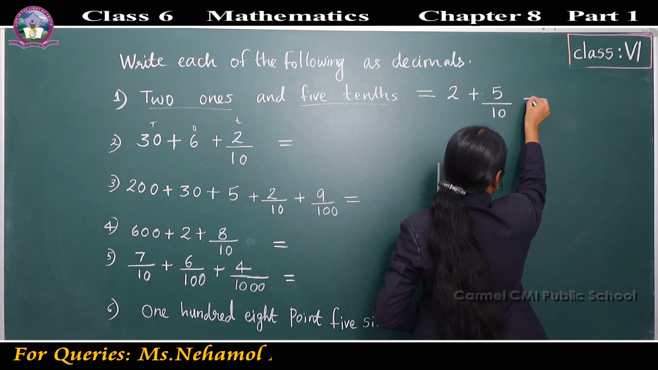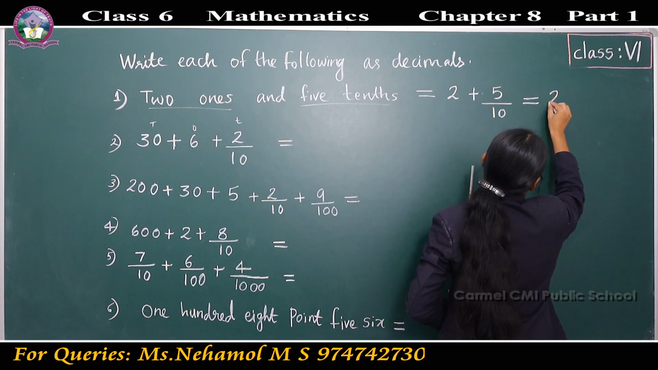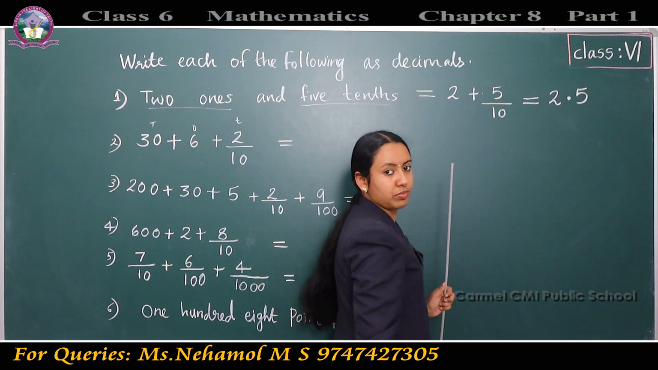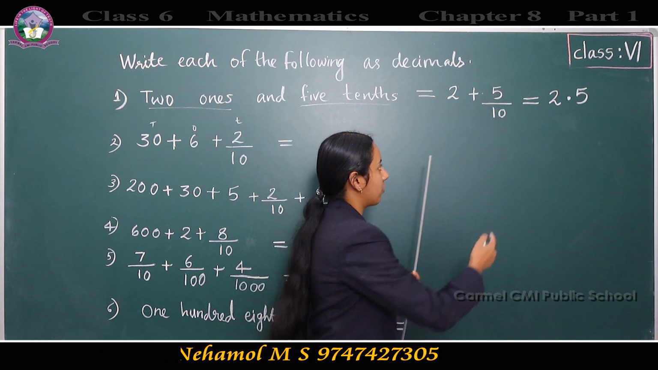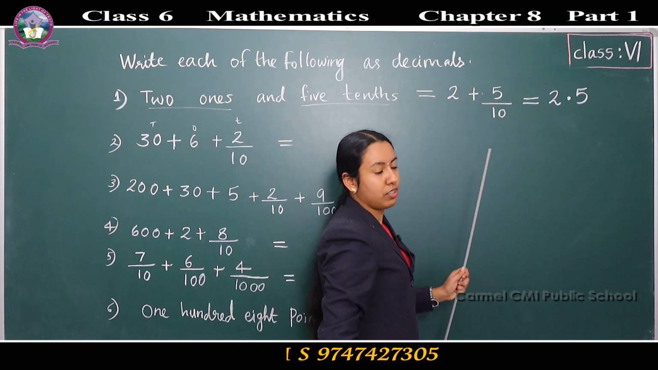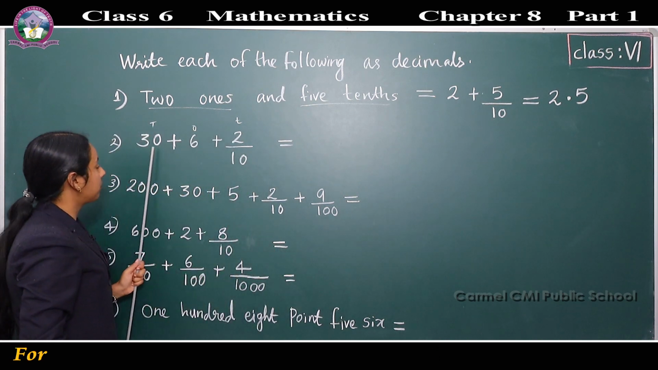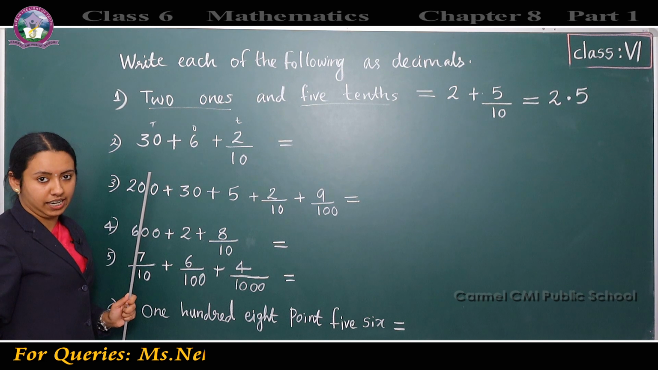Then what is the corresponding decimal form? The corresponding decimal form is 2.5. Write the whole part, then put a decimal point, then write the fractional part. 2.5. Then the next one, 30 plus 6 plus 2 by 10.